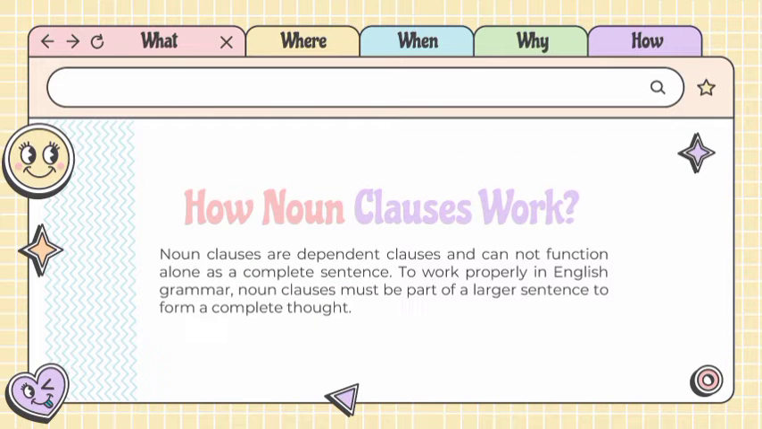How do noun clauses work? Noun clauses are dependent clauses and cannot function alone as a complete sentence. To work properly in English grammar, a noun clause must be part of a larger sentence to form a complete thought. For example, in the sentence "She liked that he was always on time," the noun clause "that he was always on time" cannot stand alone. A great way to check whether a phrase or clause is functioning as a noun is to have a go at replacing it with a pronoun. If that can be done, your phrase or clause is functioning as a noun.